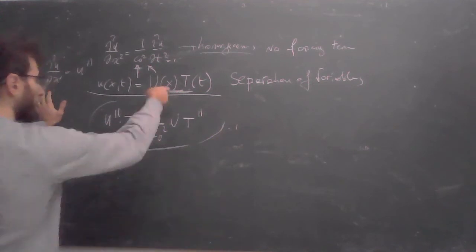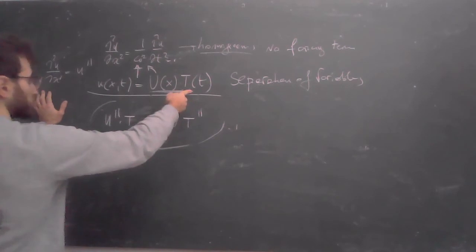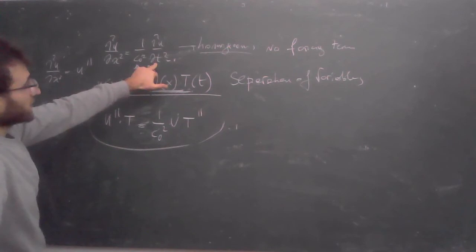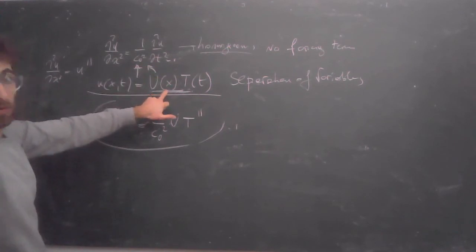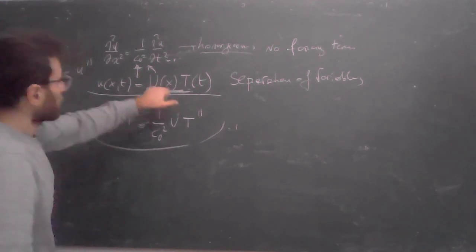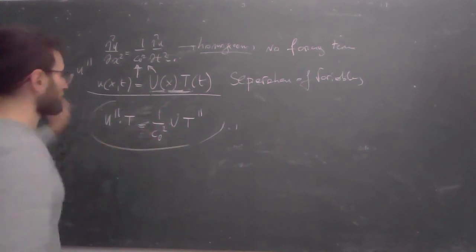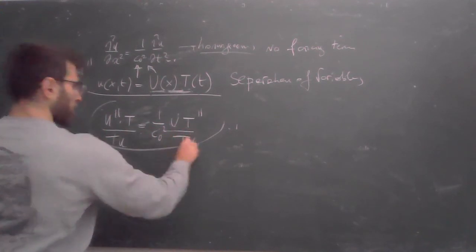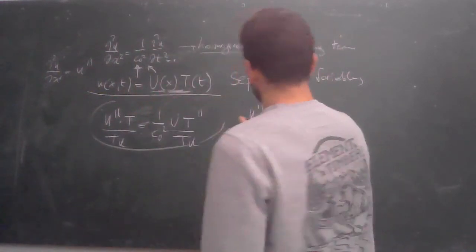We derive by x, double derivative. This is a constant because it does not depend on x. Then we derive over t, but it is a constant because it does not depend on t. You can see it, I hope so. So we have this one. If we divide both terms by T and U, we have this expression.